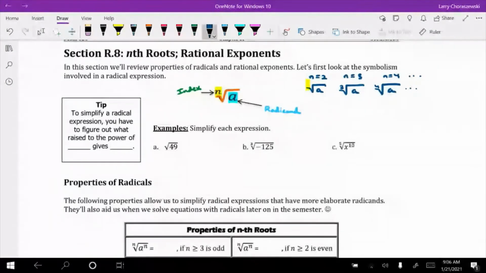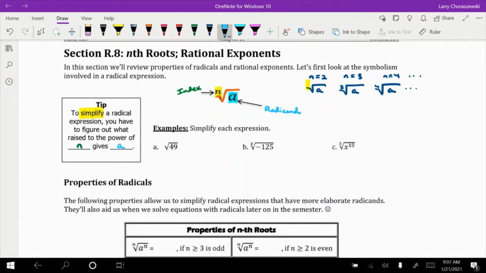So at any rate, when you're trying to simplify a radical, you're really trying to figure out what you can raise to a power equal to the index that would give you the inside. So it says here, as a tip, to simplify a radical expression, you have to figure out what raised to the power of n would give you the inside expression a. So the index is important for that reason. You have to figure out what expression or what number you can raise to the index that would give you the inside number. All right?